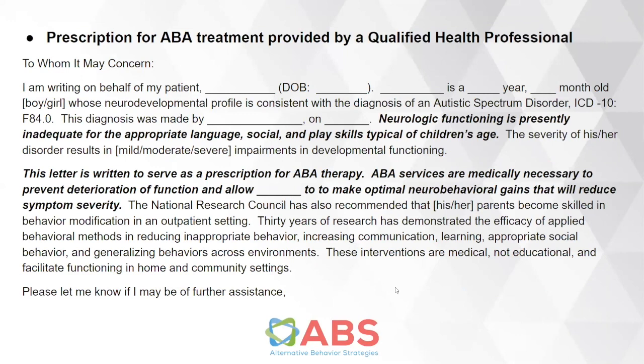The fourth thing that I think can be really helpful to get from the psychologist when you're trying to prove medical necessity is just a prescription for care. I won't go through this, but this is the one that we use here. I highlighted a couple things that maybe the prescription should point to. One of them is this idea that neurological functioning is inadequate for the child's age, and putting the level of severity in, making the prescription clear, and making a reference to the fact that ABA is considered a medically necessary service.